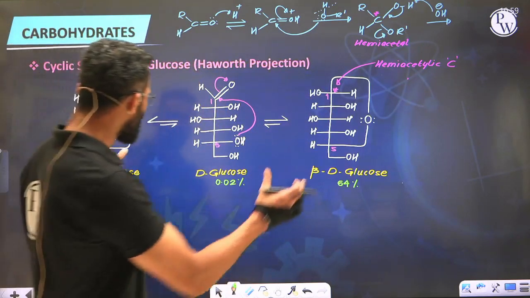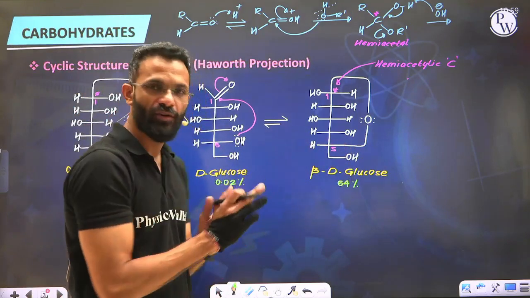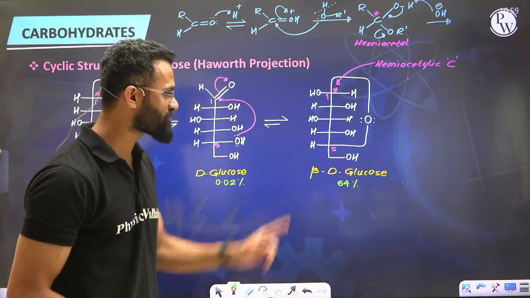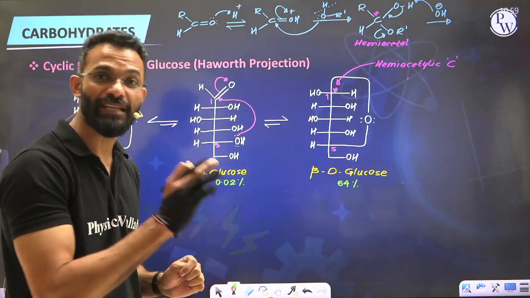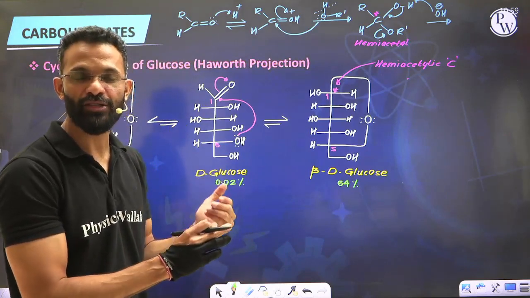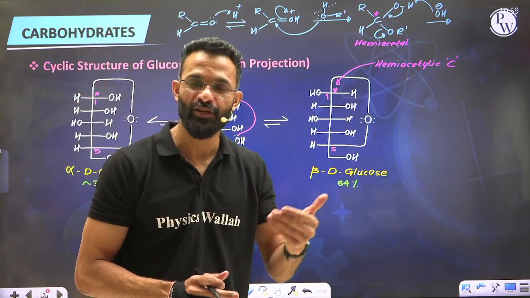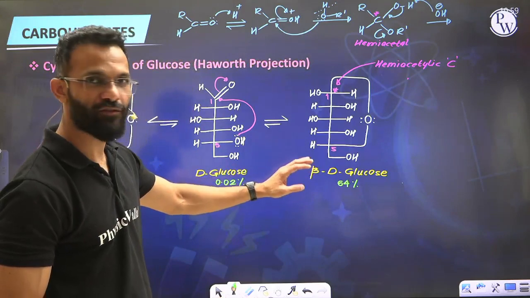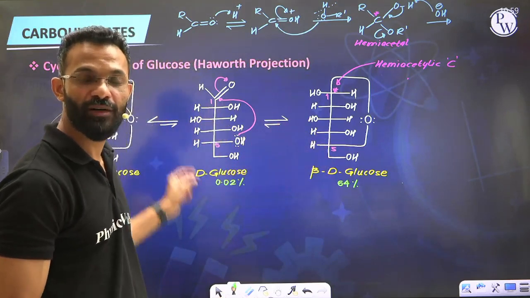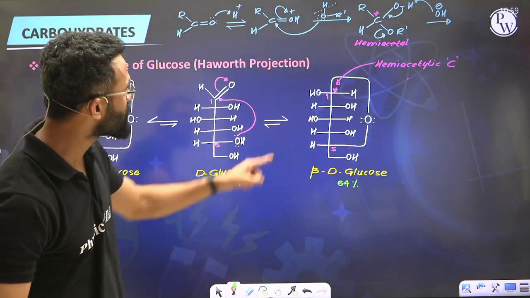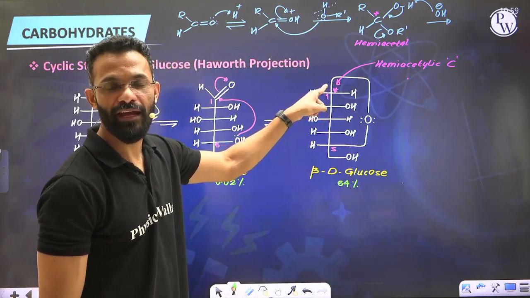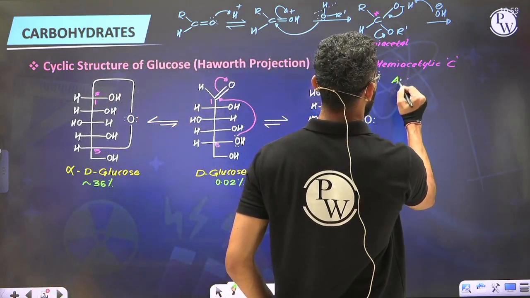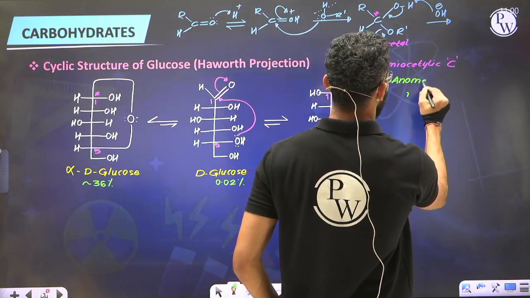Which means if I try to compare them as a mirror image of each other, would they be mirror images of each other? Absolutely not. So alpha and beta isomers are the non-mirror images of the same compound. Non-mirror images of the same compound is what we refer to as diastereomers. So I will say alpha and beta isomeric forms of a cyclic structure of glucose are a pair of diastereomers which differ in their configuration only at the newly formed hemiacetalic carbon. This hemiacetalic carbon is also known as the anomeric carbon.